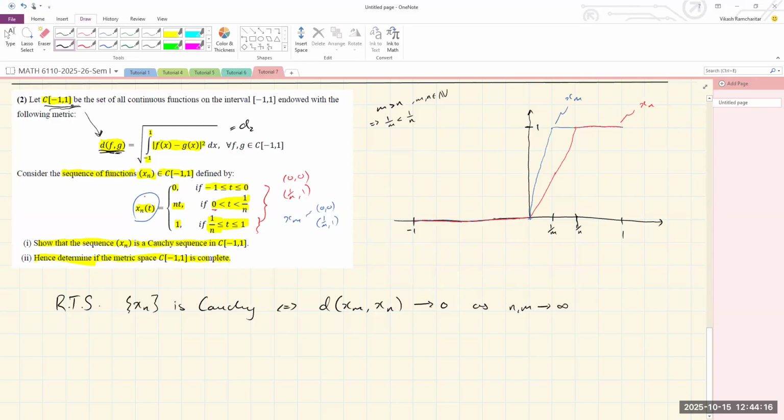We just need to essentially integrate the difference between these two functions from -1 to 1, and then take the limit as n and m go to infinity and see what happens. Does it go to 0? So let's try to do that. Let's see how to do that.